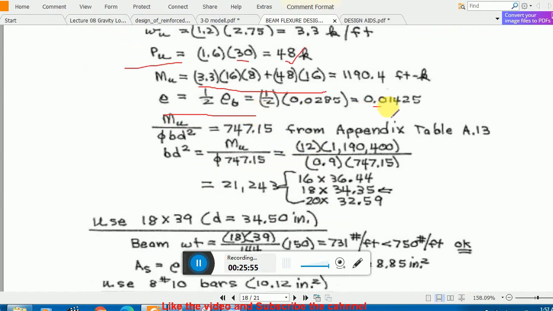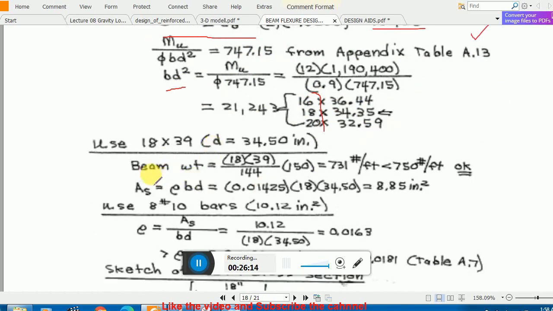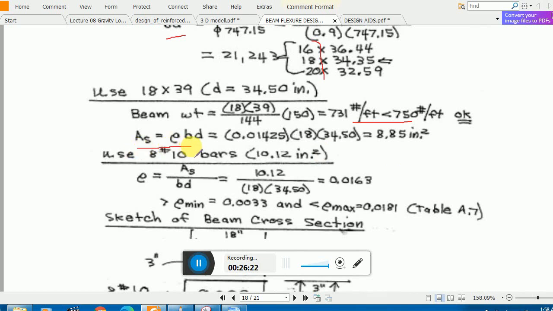Rho value is given, it is calculated. Now you have to search out your R, or this factor value, against this one. So go to table F13 and find out this value. Now you have to find out your b d. So assume b, and find out your d. Now decide one section, recalculate your beam weight, and compare this. So 731 and 750, so already we are okay. Recalculate your area of steel, decide number of bars.